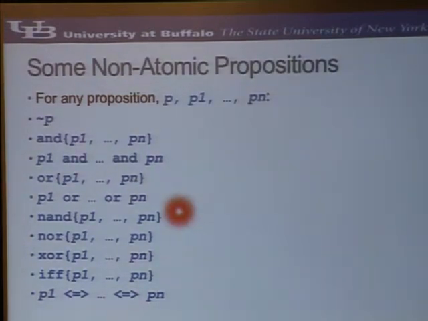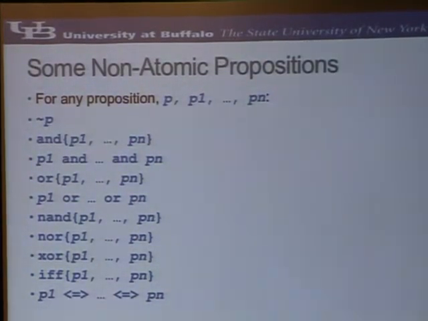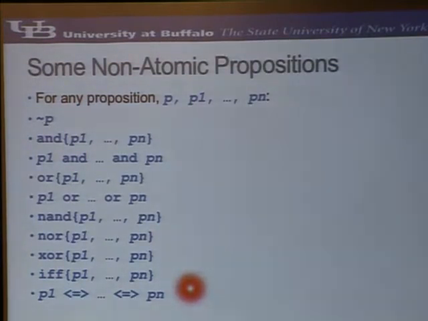NAND, the NAND of a set of propositions, that is, they're not all true. The NOR of them, none of them are true. The exclusive OR, exactly one of them is true. By the way, when I say is true, I don't really mean is true. I mean the agent believes it, right? XOR, if and only if they all are believed or believed to be false, or their negation is believed, more properly, and an infix version of this.